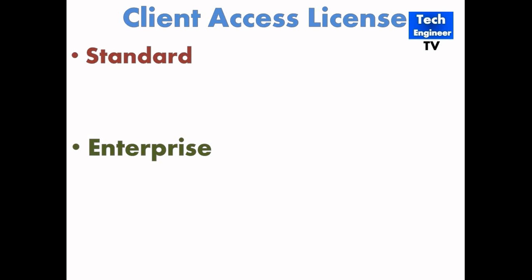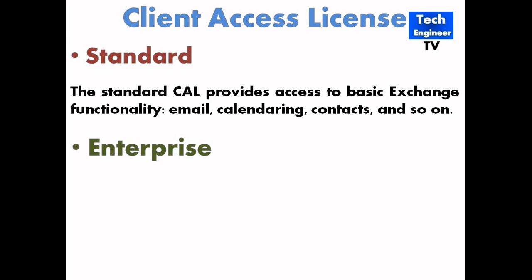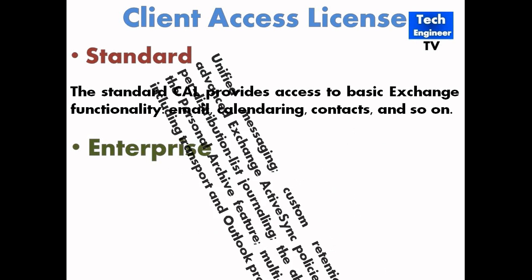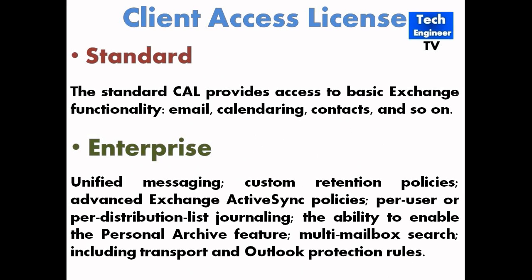Now, what does the standard actually do? The standard CAL provides access to basic Exchange functionality like email, calendar, contacts, and so on. The enterprise edition, in one way, provides access to unified messaging, custom retention policies, advanced Exchange ActiveSync policies per user or per distribution list, journaling, the ability to enable the personal archive feature, multiple mailbox search, including transport and Outlook protection rules.